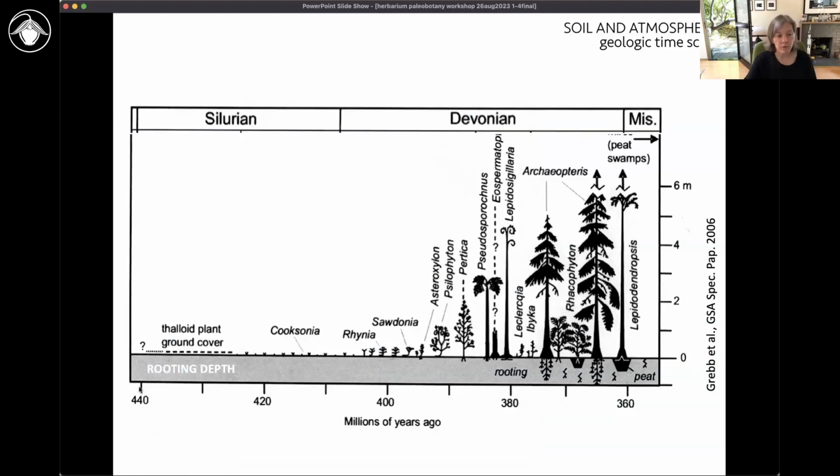Plants moved onto land roughly 470 million years ago, and that is not indicated on this diagram because initially, if you look at the left, around 440 million years ago, we don't really know what the plants looked like. Likely they were bryophyte-like, so they were more or less substrate-hugging ground cover. They did not have roots, so there was nothing going into the soil. So going from the left to the right, we're going from older to younger.